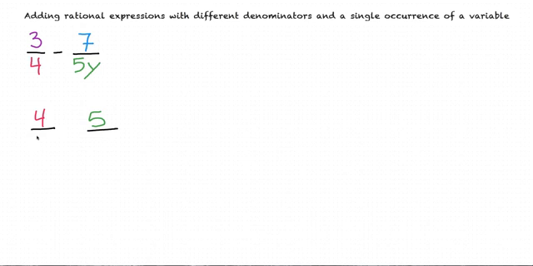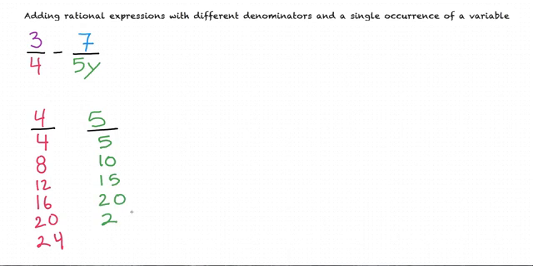Some multiples of 4 are 4, 8, 12, 16, 20, 24, and some multiples of 5 are 5, 10, 15, 20, 25, and 30. From these two lists, we can see that the smallest number that both 4 and 5 multiply into is 20. So the least common multiple of 4 and 5 is 20. This is just one of many ways of finding the least common multiple of two numbers.